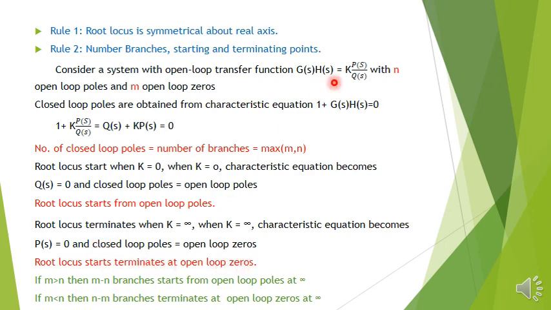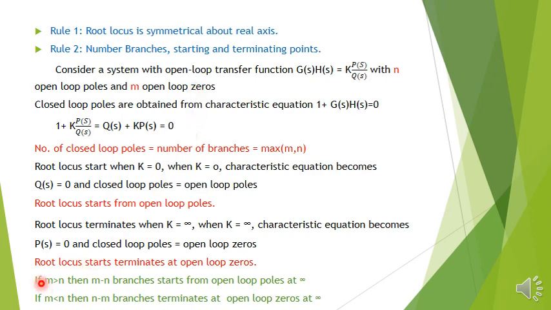Now if this m and n are not equal, that means open loop poles are not equal to open loop zeros. So what happens to the difference branches? The difference between n and m, it may be n minus m or m minus n. Where will they start or where will they terminate?